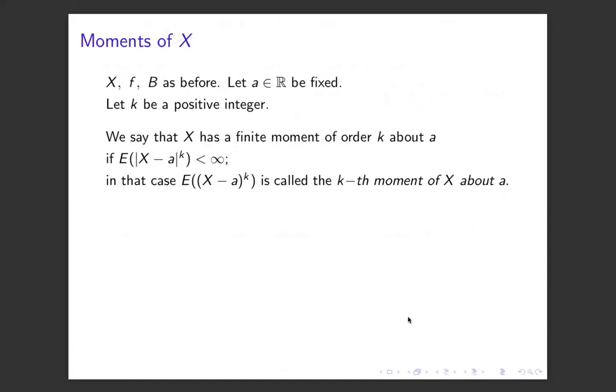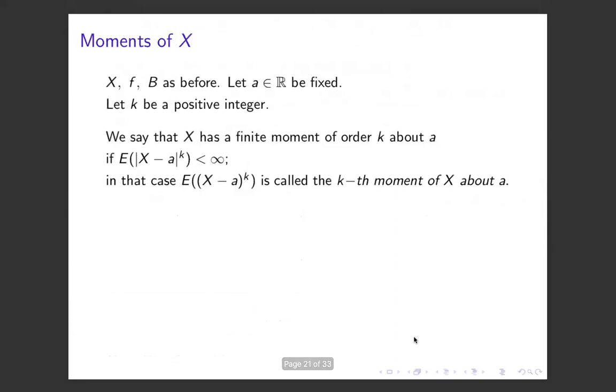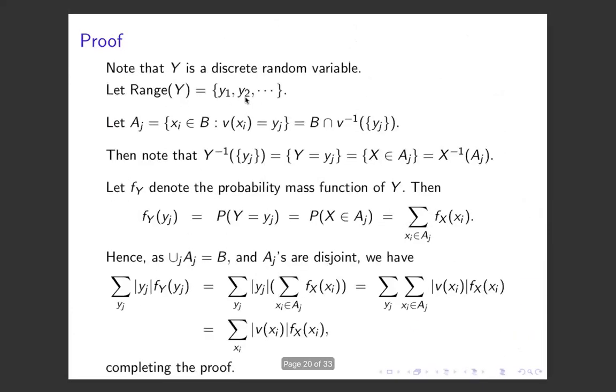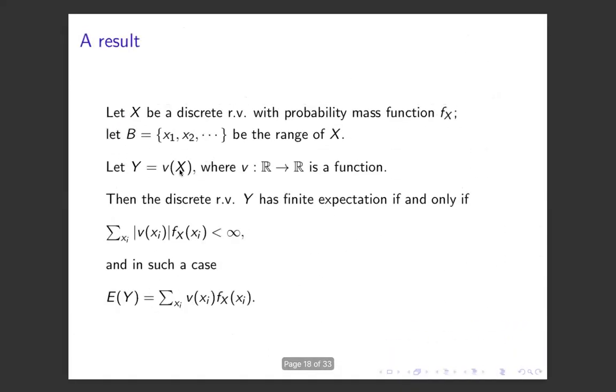So, because of what we have done in this small result, that enables us to define what may be called moments of x. Or rather, one can define expectation of this for any function of x. So in particular, we take some functions like x squared, x cubed, x to the power k, and things like that. All these things are of the form v composition x.